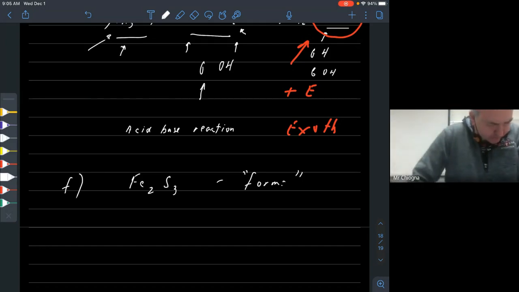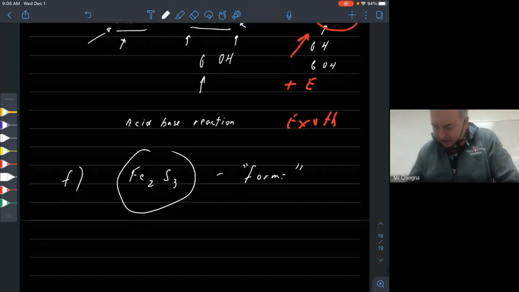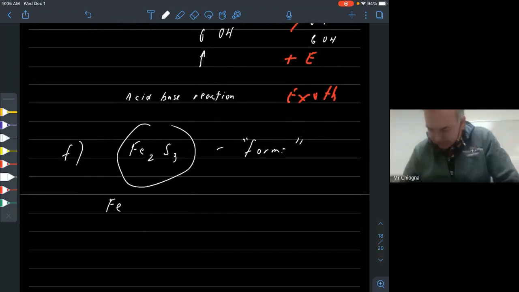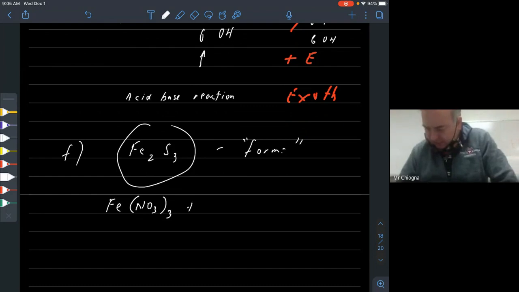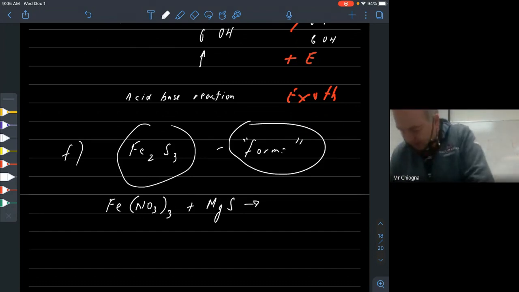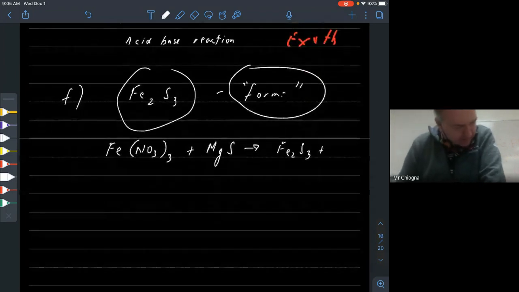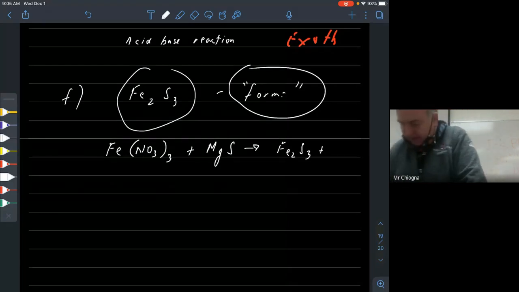Okay. How do you get this? What comes next? You have iron 3 nitrate. So that's Fe(NO3)3 plus magnesium sulfide. So plus MgS. That's where you get the forms part. The form is the product. You get Fe2S3 plus, it says here, yeah, magnesium nitrate. Thank you.